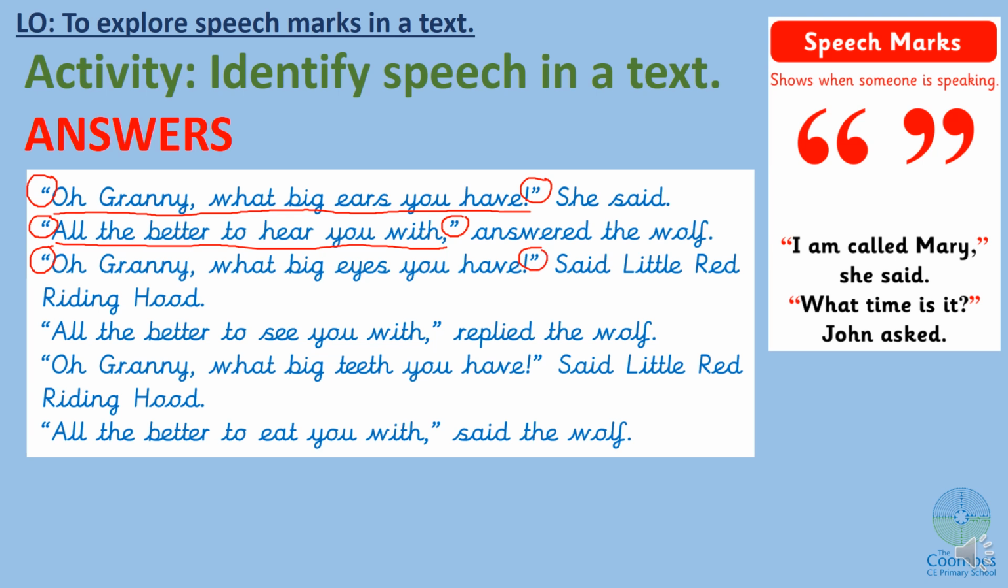And Little Red Riding Hood says, "Oh, Granny, what big eyes you have." Then the wolf replies again. Again, it's a new speaker, so it's a new line. And the wolf says, "All the better to see you with." After that, Little Red Riding Hood speaks again, so it starts on a new line.